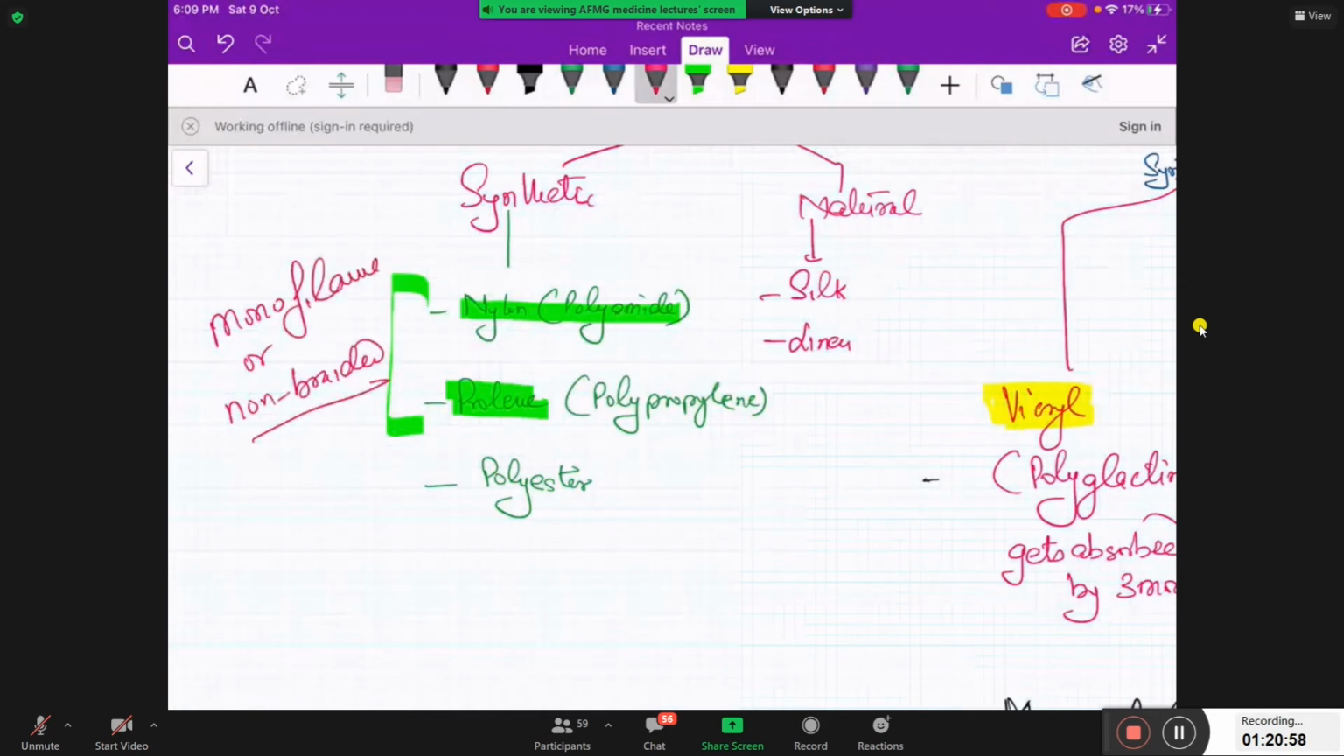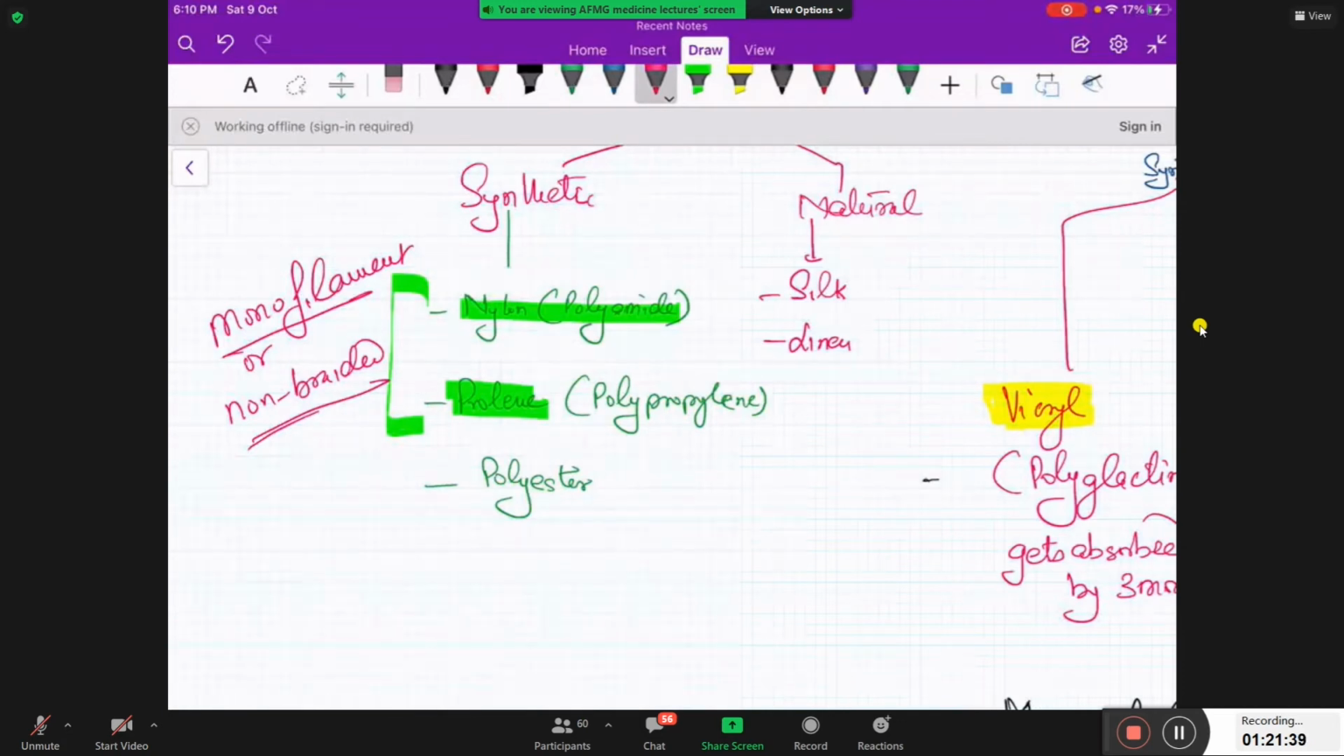Okay, now important, we will build a concept so that we can decide what suture we are going to use when. So I'll try to make you understand the concept here. For that, you have to understand the properties of a suture material. Please try to understand these properties, and once we do, it will become very easy to decide a particular suture in a given situation.